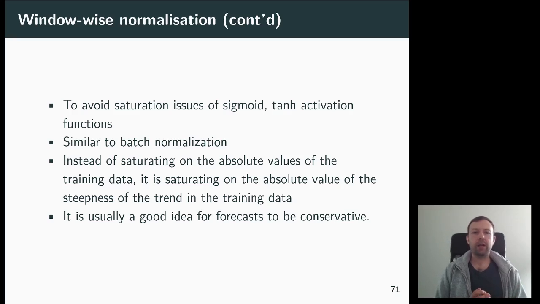And we argue that this is actually a good thing to do, because that makes your forecasts more conservative and you don't predict very, very strong trends. As I said, you can extract the trend value of the last data point in the window. Another thing you could do is just calculate the mean over this window and divide by that.